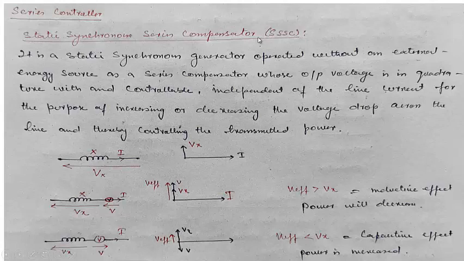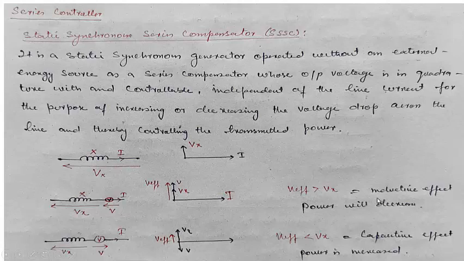Now what this SSSC does, it inserts a voltage source in series with this, such that this V is in phase with Vx. So the total voltage drop across this will be, because now the line will be seen by the receiving end and the sending end as Vx plus V. So this voltage drop will increase the total voltage. V effective will be equal to V plus Vx, so V effective will be greater than Vx.